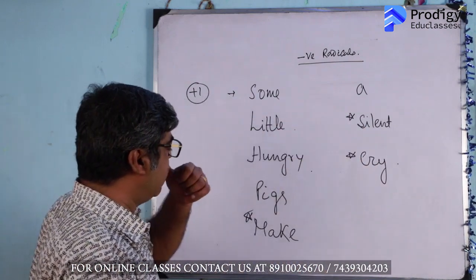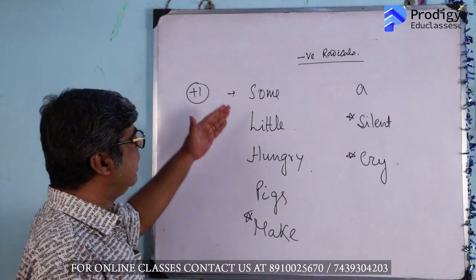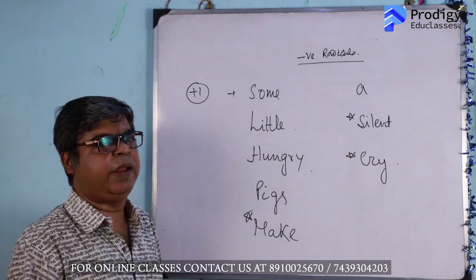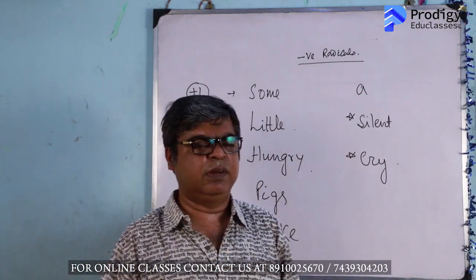Later I am describing about this task. Some little hungry pigs make a silent cry. These are the common elements which have valency 1.